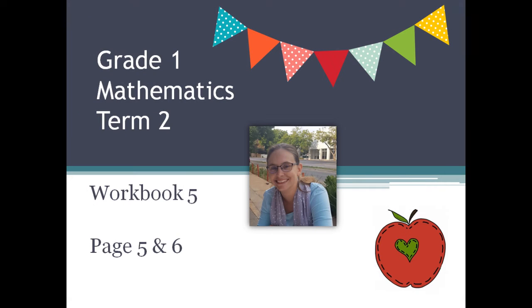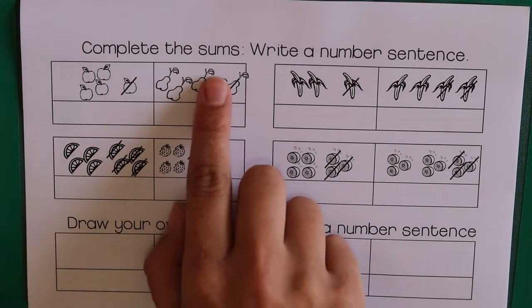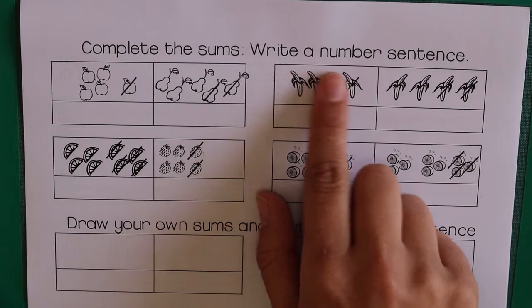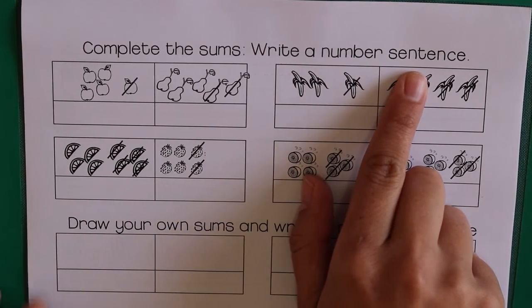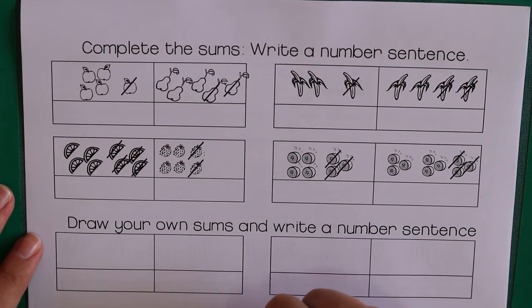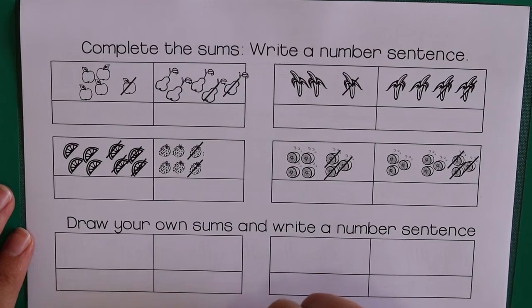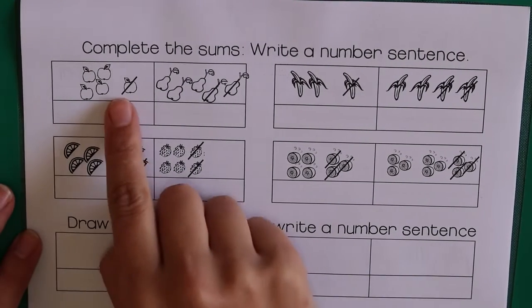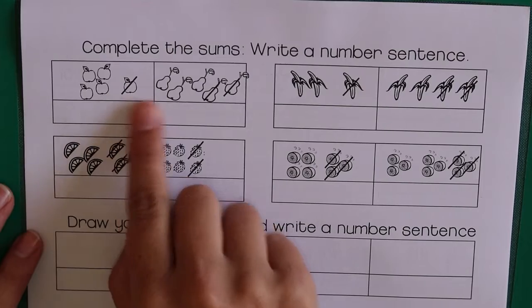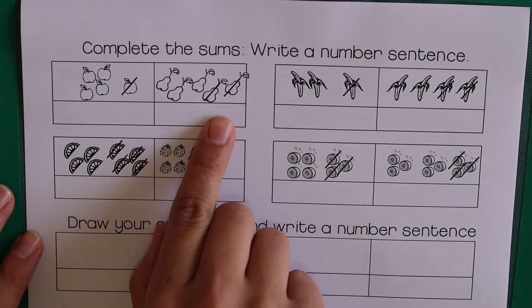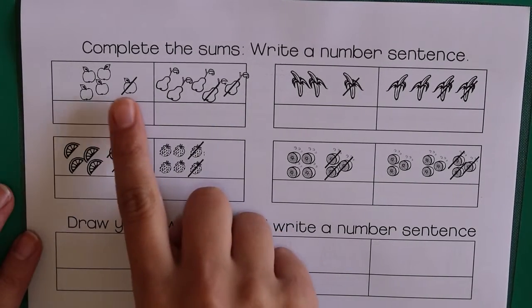Today we are doing page 5 and 6 in Workbook 5. Complete the sums. Write a number sentence. Now this is similar to what we did yesterday. However, they are taking some away. So our sums are not going to be plus sums, they are going to be minus sums.